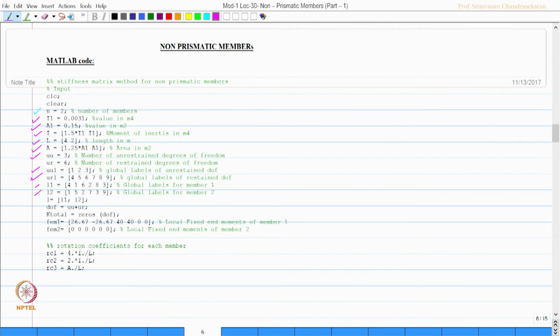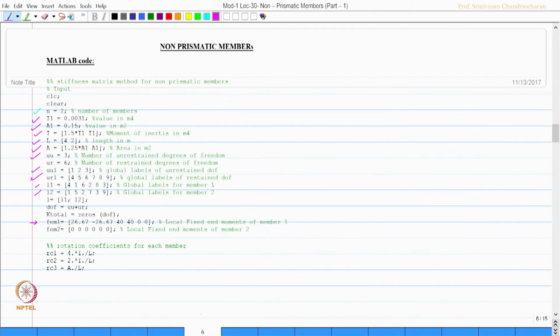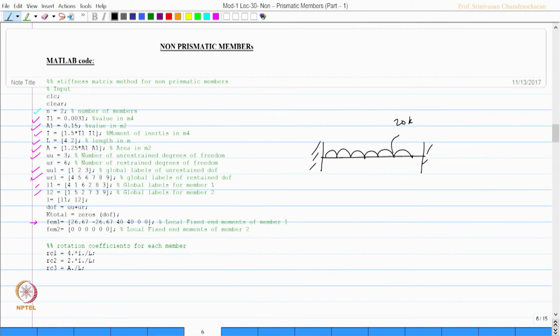Done this. Then we want to calculate the fixed end moments. Let us note the beam is loaded with this, okay. Let us mark that figure here. The beam is loaded with a load of 20 kilonewton per meter, is it not, for a span of 4 meters.